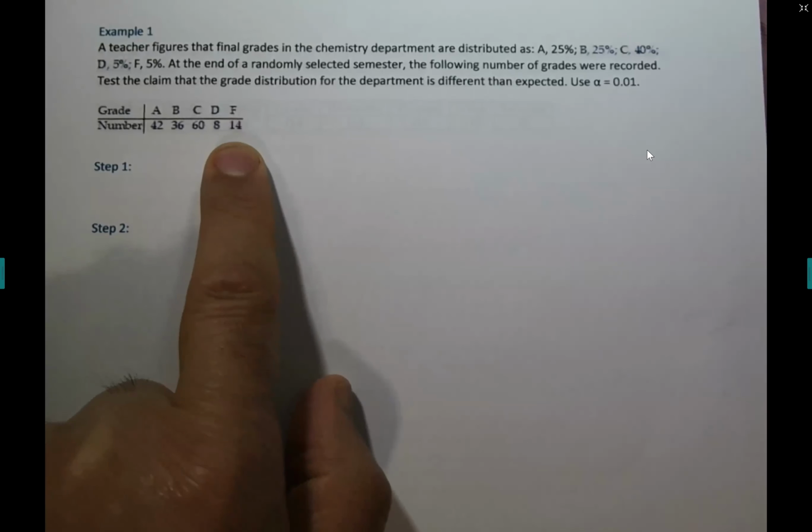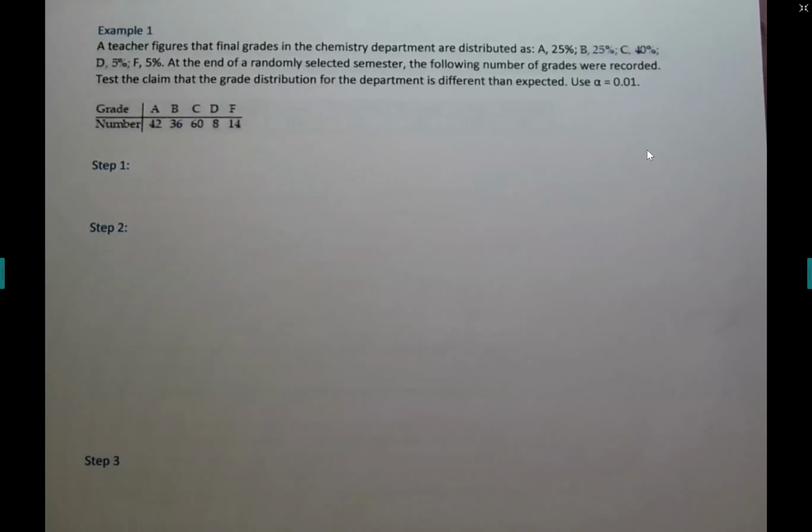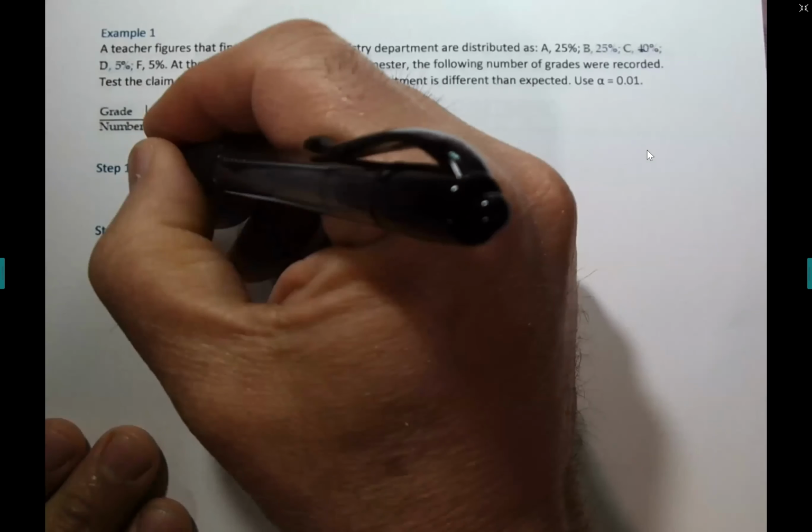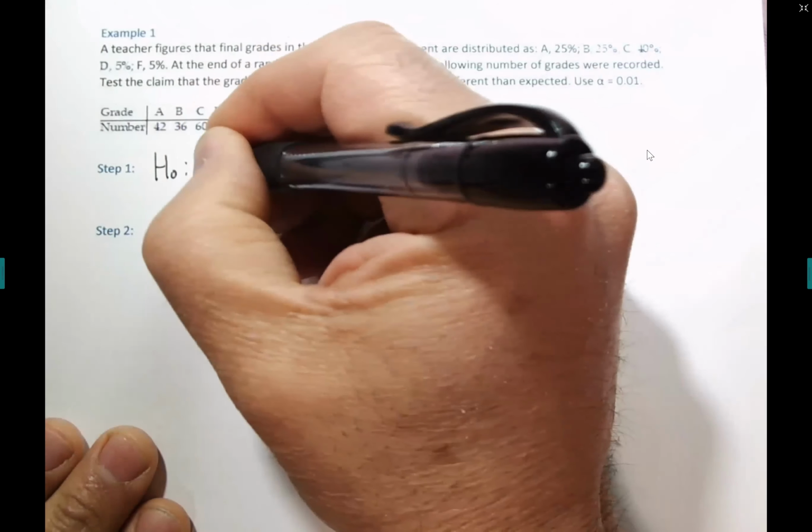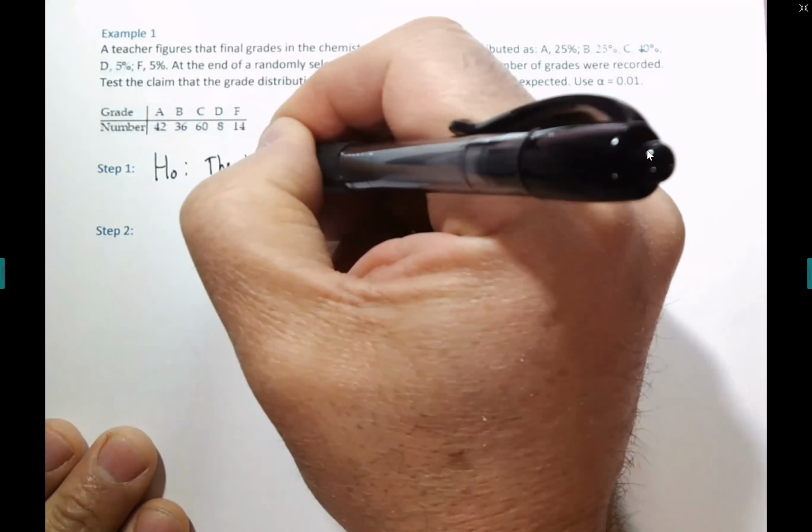Test the claim that the distribution for the department is different than expected. So we want to test the claim that the distribution claimed by the teacher is no longer valid. It's different now. Let me show you how you state the null and the alternative hypothesis. It's a generic statement. You state this for every single problem. It doesn't change. In H0, you say the distribution is as claimed.